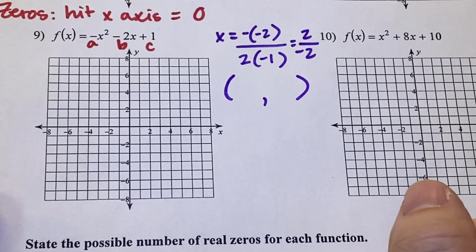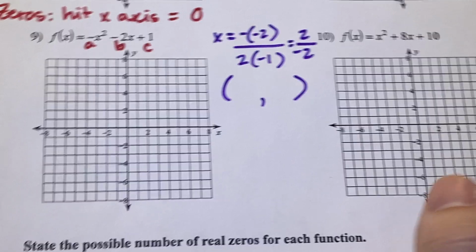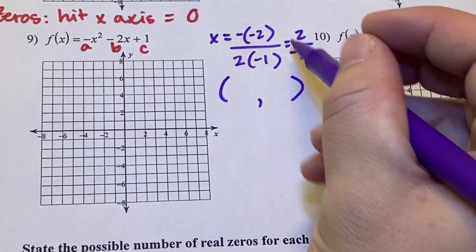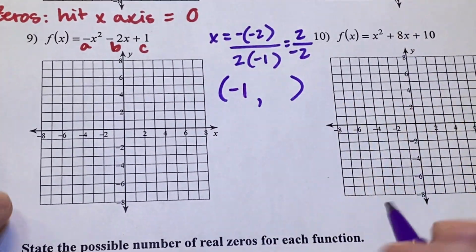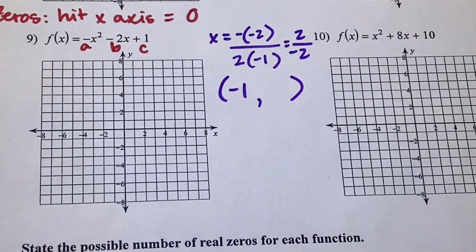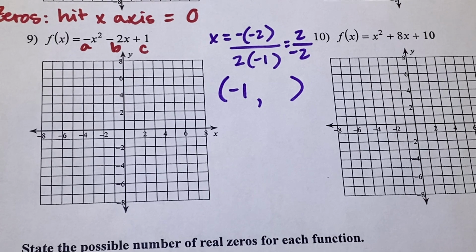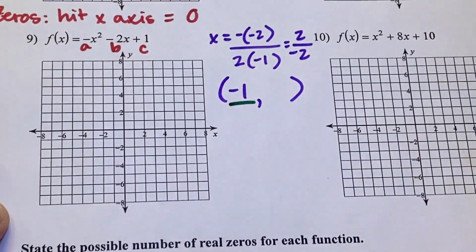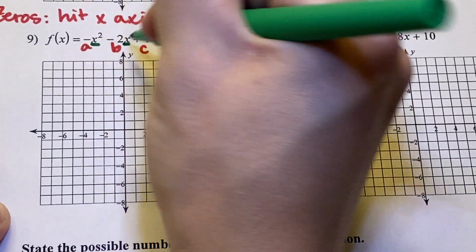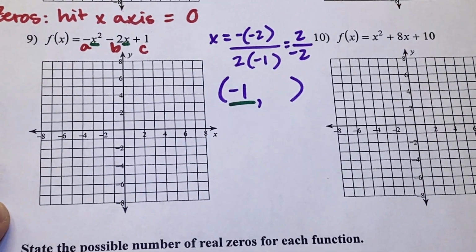Close. 2 divided by 2 is 1. Not +1, but negative. -1. Beautiful. So we have -1 for our x part of our vertex. We love 1 too in math. Okay, so we're going to take this -1 and plug it in everywhere we see an x in our original function to find the y.